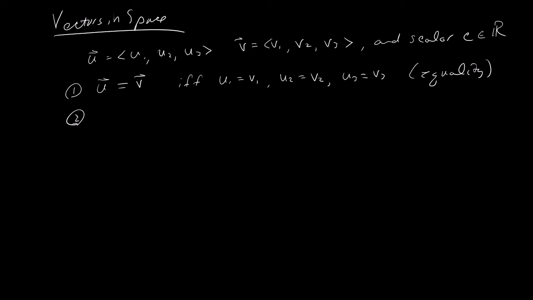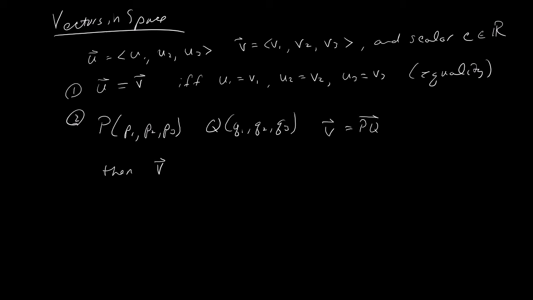If v is represented by the directed line segment from point P to point Q, so we've got P being P1, P2, P3, and Q being Q1, Q2, Q3, and v is equal to PQ, then v, which is of course components v1, v2, v3, is just equal to the difference of the Q and P components: Q1 minus P1, Q2 minus P2, Q3 minus P3. Okay, there you have that.